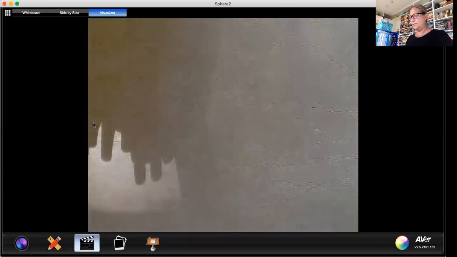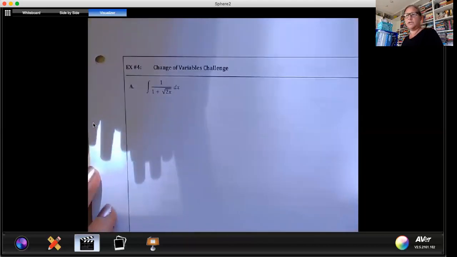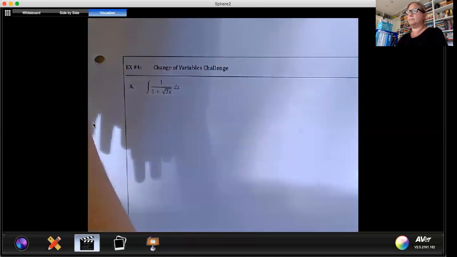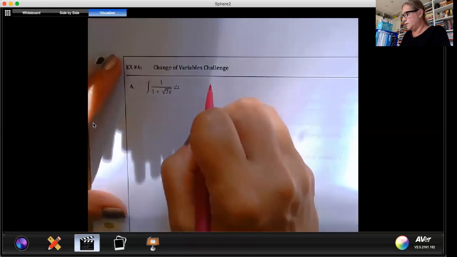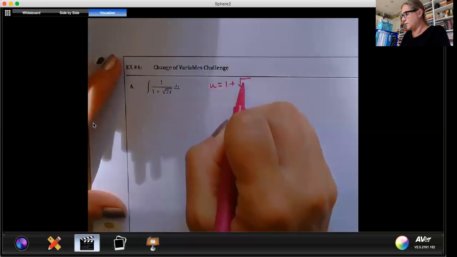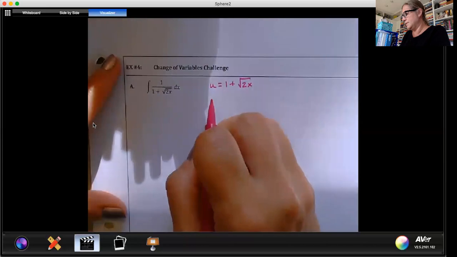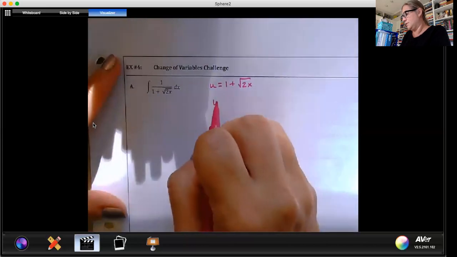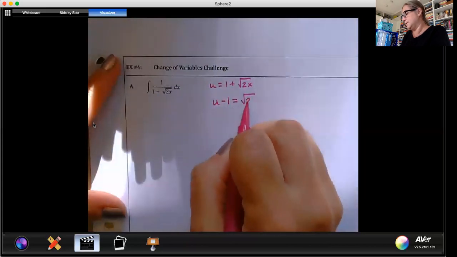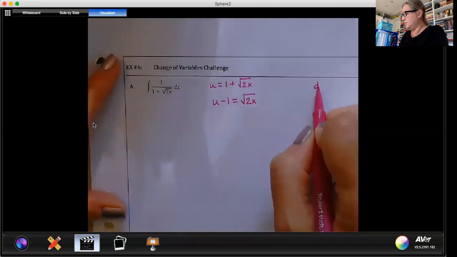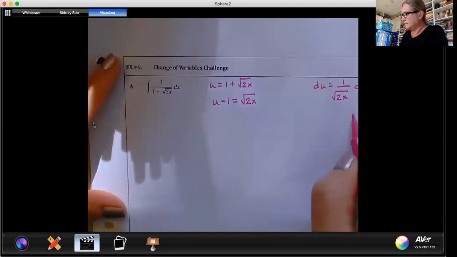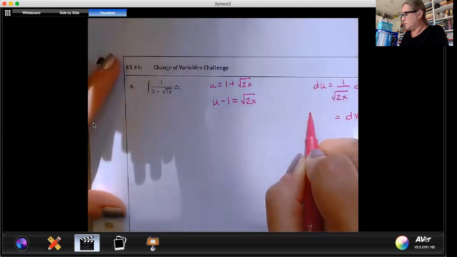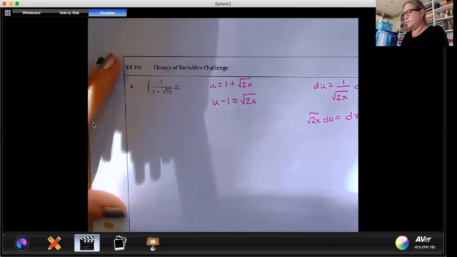Then you've got two fairly quick problems on a change of variable challenge here on the back. What happens if it doesn't cancel? So u equals 1 plus the square root of 2x. So I'm going to solve this for actually the square root of 2x, and you'll see why in just a second. So the derivative of u is 1 over the square root of 2x dx. So dx is the square root of 2x du.